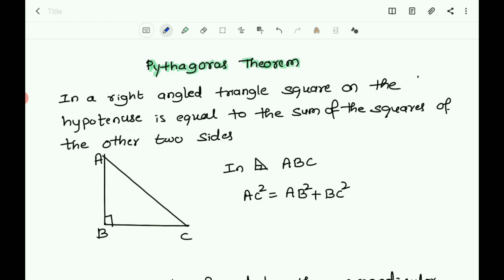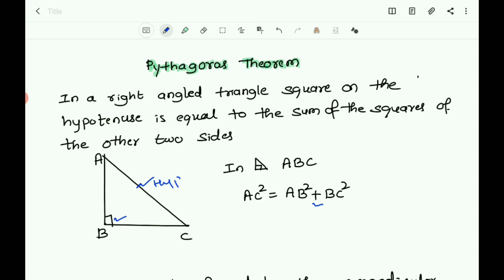Here you take the right angle triangle ABC, in which angle B is equal to 90 degrees. And which is the hypotenuse here? AC is the hypotenuse. And square on the hypotenuse means AC square equals the sum of the squares on the other two sides, that is AB square plus BC square. So in a right angle triangle, square on the hypotenuse is equal to the sum of the squares on the other two sides. That is, in right angle triangle, as angle B is 90 degrees, AC square is equal to AB square plus BC square.